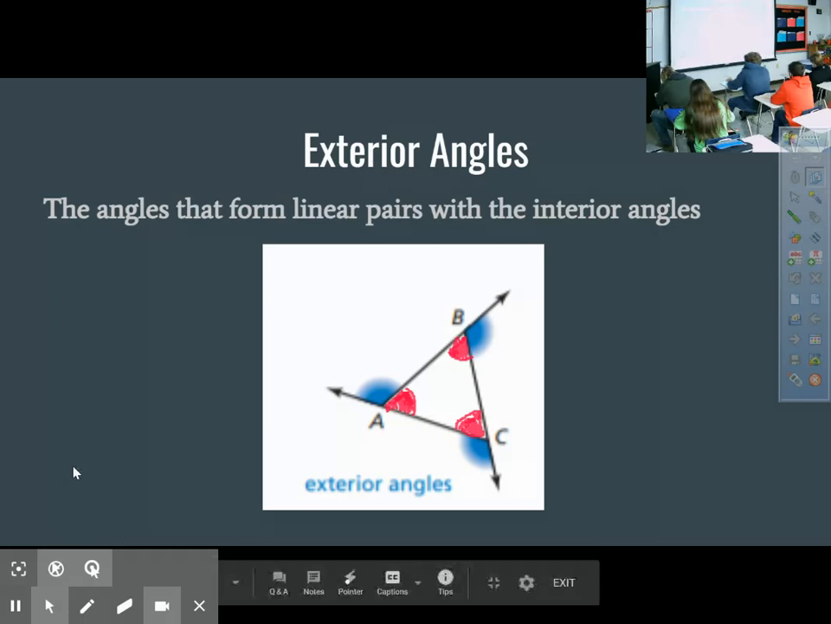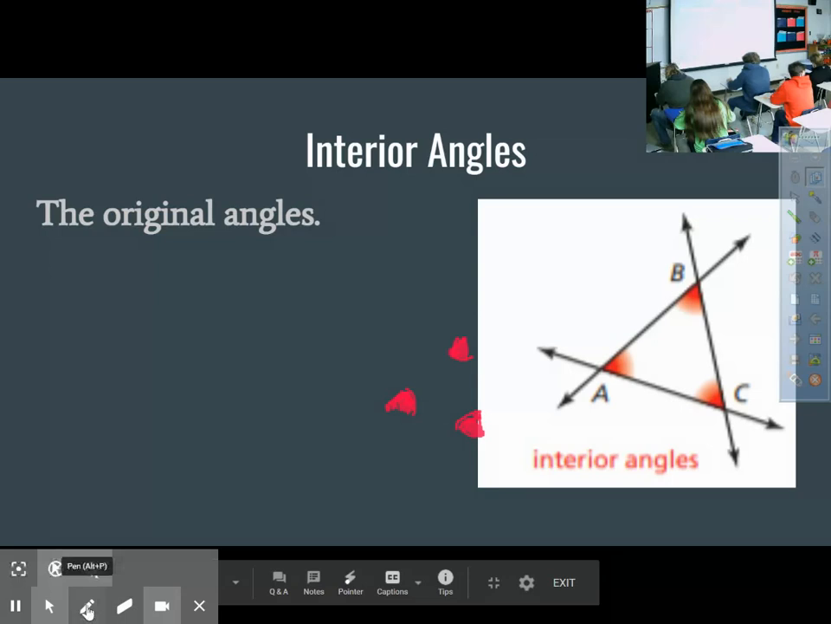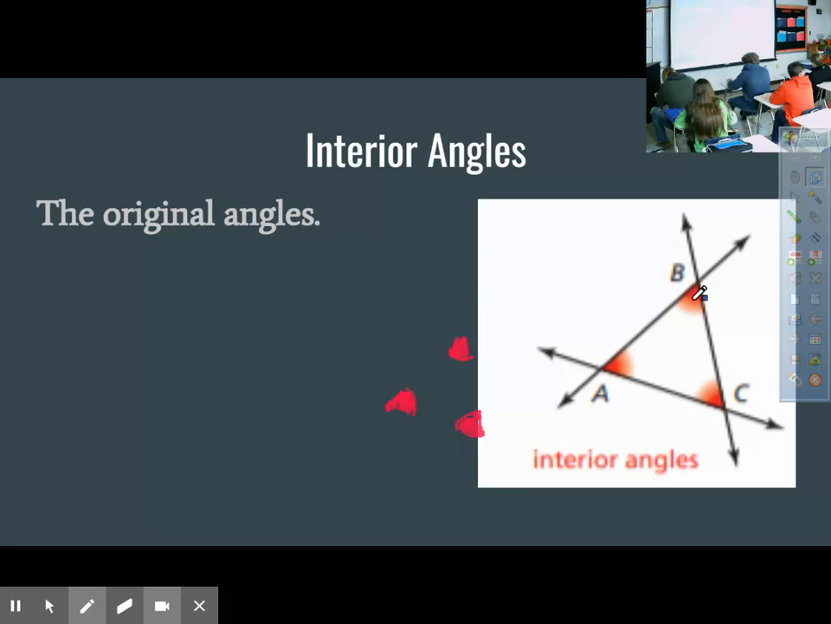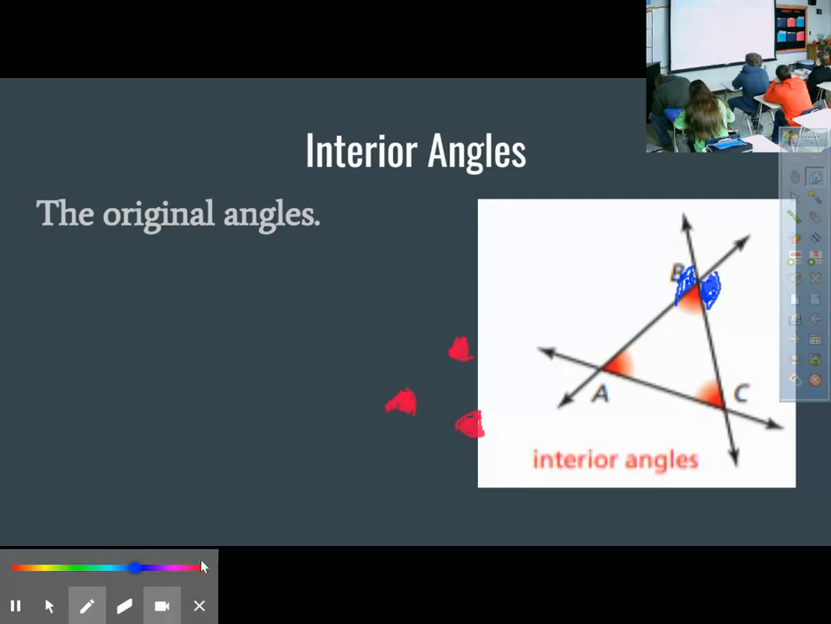Okay, so if you look right here at this triangle on this page, see this angle B. If I were to extend this side, this angle here would be the exterior angle. And these two would be supplementary. They would add up to 180. Well, if I extended this side, this would be my exterior angle. So notice there could be two different exterior angles at each one depending on which side you extend. And then we also have this angle right here.